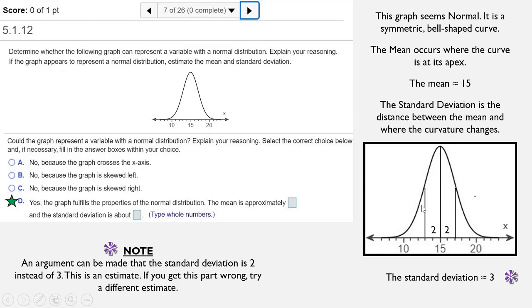So if you're getting that part wrong from your estimate, then try to move to a different point and change your estimate. Okay? It only wanted whole numbers, so 2 or 3 here would be the only viable answers. Okay? That's your answer.